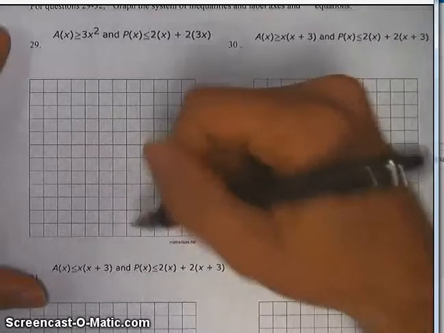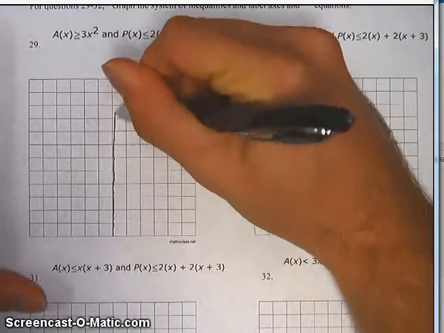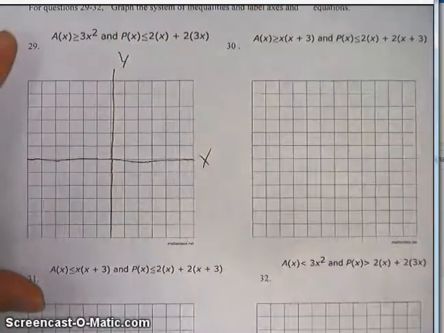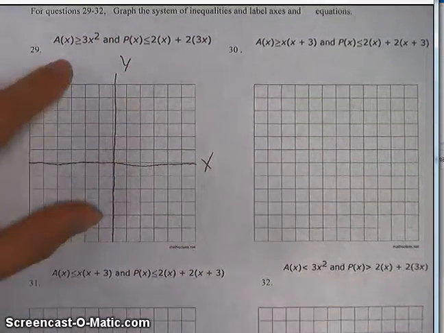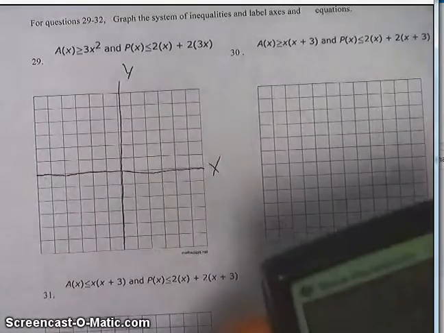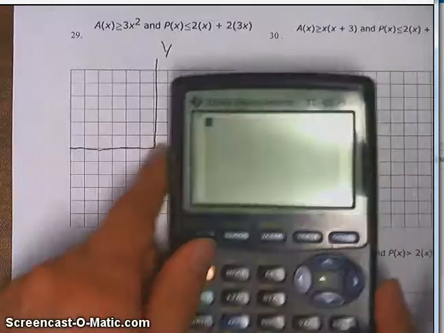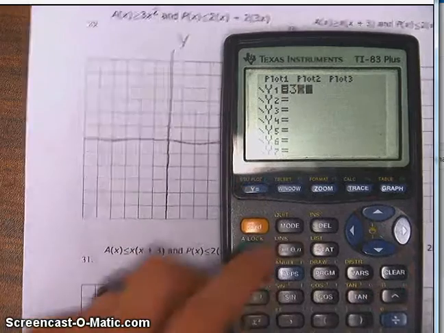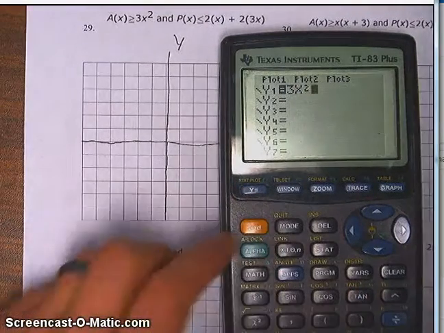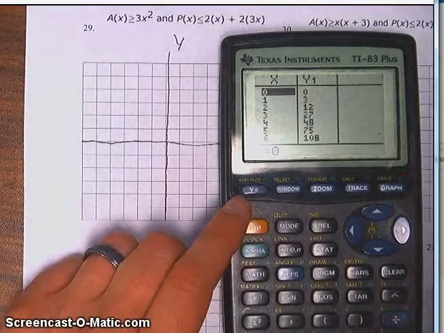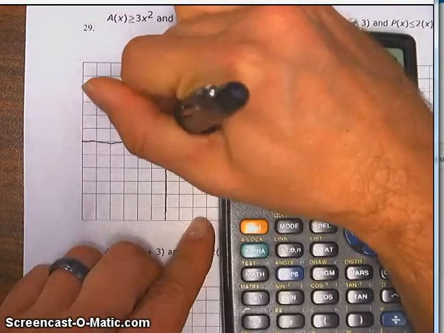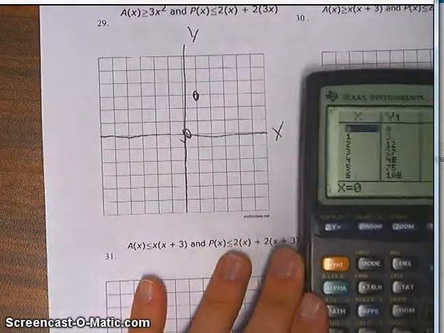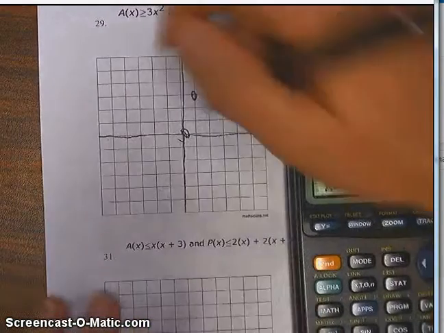So check it out. We can draw in our axes here, x and y. So this first equation, y is greater than or equal to 3x squared. What I want to do is type into y equals that same equation, 3x squared. And then I just want to go to the table and steal some points. Second graph. So I see 0, 0. I see 1, 3. I see 2 and 12, I can't make fit. But negative 1, 3 I can make fit.